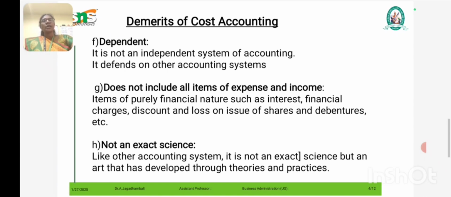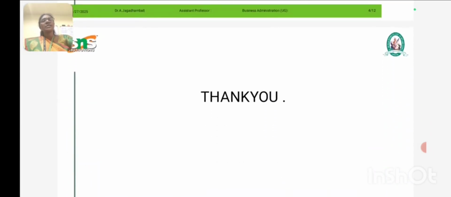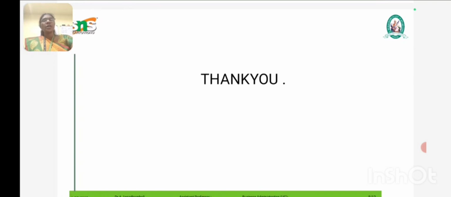So there are many advantages involved in cost accounting, but these are all the demerits of cost accounting, even though it is helpful to maintain the company records. It is highly expensive, it is dependent, and it is not based on exact science. So these are all the points, the disadvantages or demerits of cost accounting.